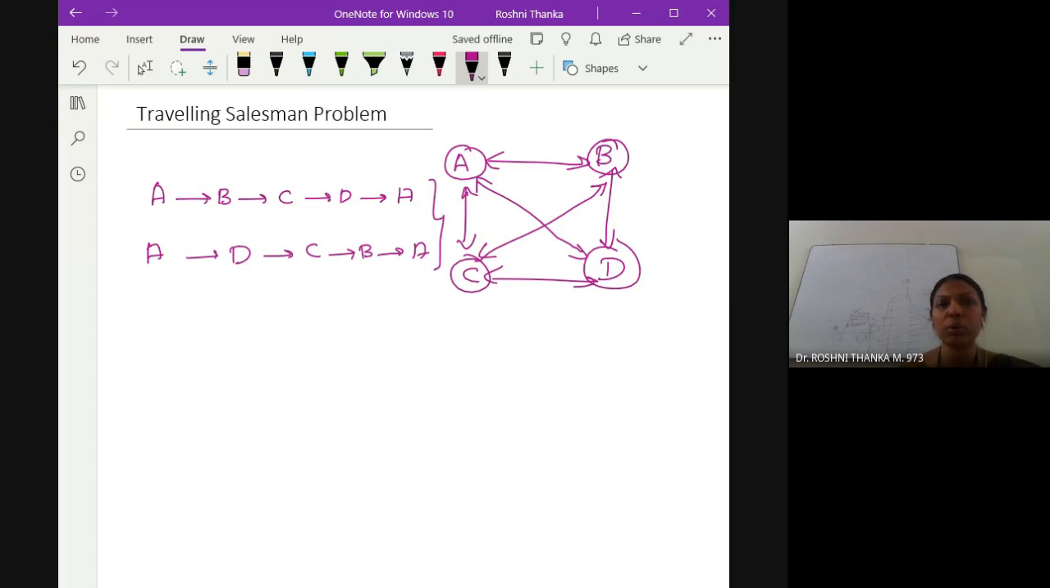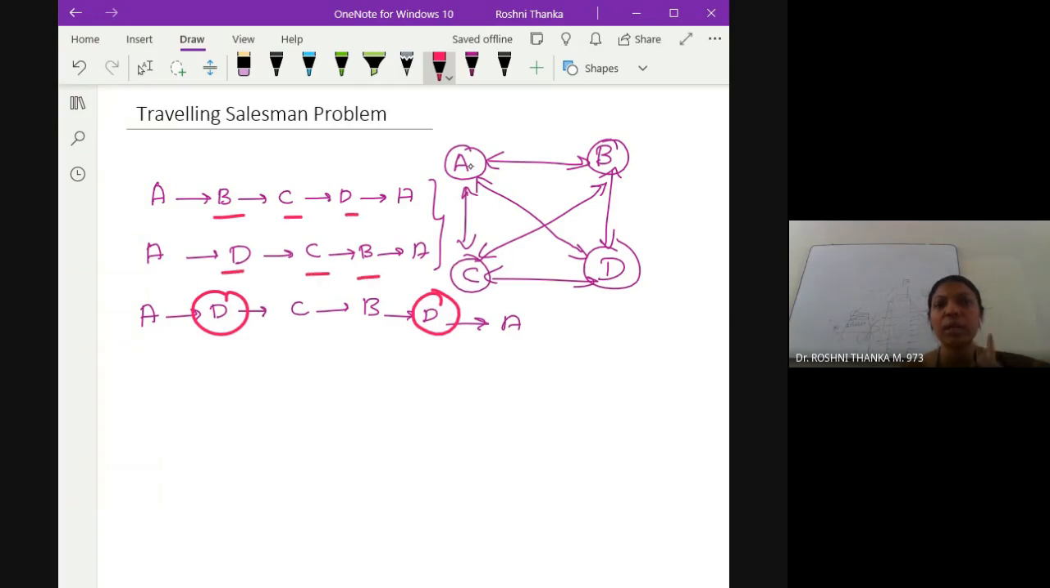So he has to go to all the cities here, only one time, and finally he has to come back to the place where he started. But this should not happen. For example, he starts from A, goes to D, then to C, then to B, and then to D, and then to A. This should not happen because D is visited two times. So he has to visit each and every city only one time, and finally go back to the starting point. So this is our problem.